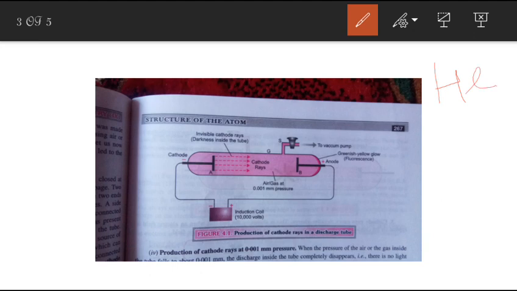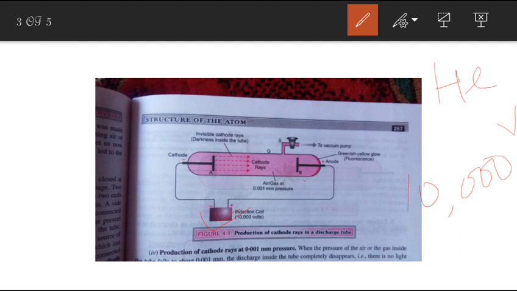Helium was stored in this discharge tube. After that, a high voltage was applied, about 10,000 volts. 10,000 volts was applied between these electrodes. It was applied by this high voltage battery, and different types of results were obtained.